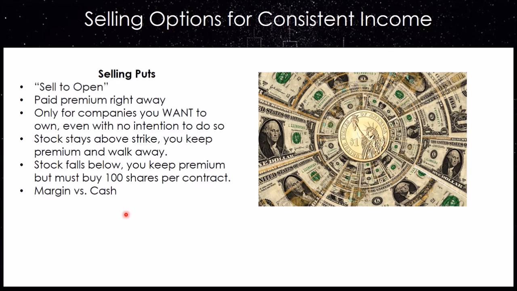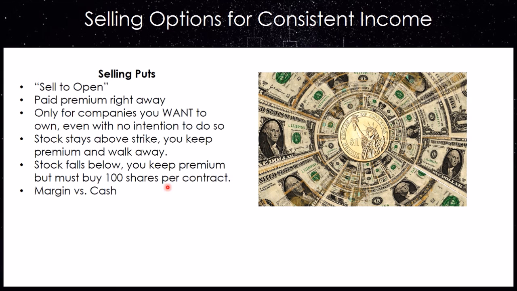So if the stock stays above the strike, let's do an example. Let's say I am trading Apple at $100 and I sell $100 puts, but I don't mind owning Apple because it is a powerhouse and I think the next iPhone is going to be the great big thing. So I sell puts at $100, and if the stock stays above $100 by the time my option that I sold expires, I keep the premium that I got right out of the bat and I walk away. That's the end of the trade.